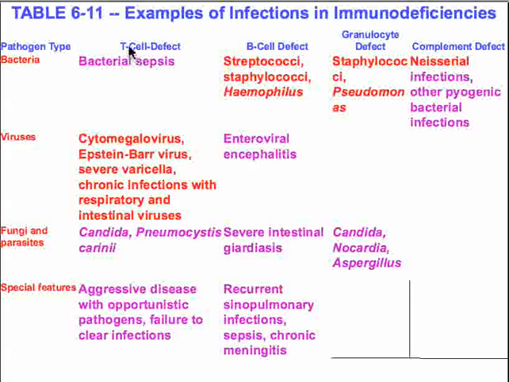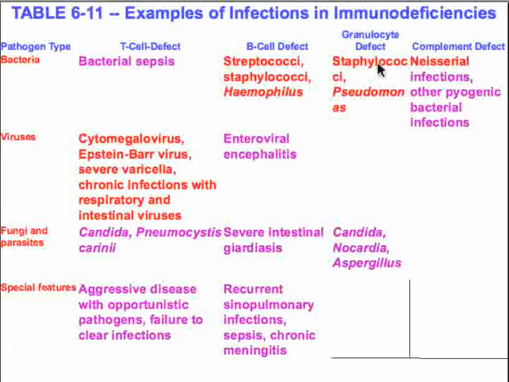So a primary T cell defect is more likely to cause a viral illness, whereas with a B cell defect anything is possible, but it's more likely to result in a bacterial infection, and specifically a strep, a staph, or a Haemophilus type of problem. Similarly, a granulocyte defect would manifest itself similar to a B cell defect, but specifically, you're more likely to encounter a staph or a pseudomonas type of infection.